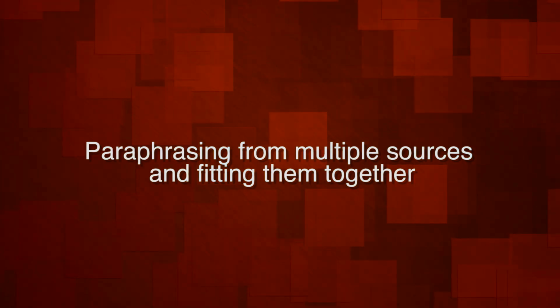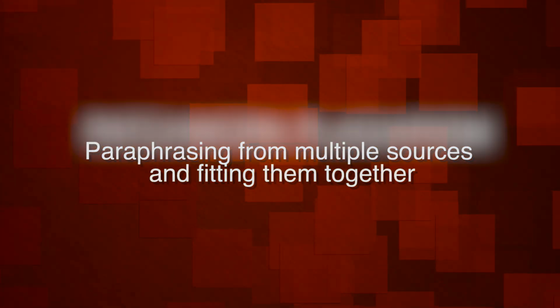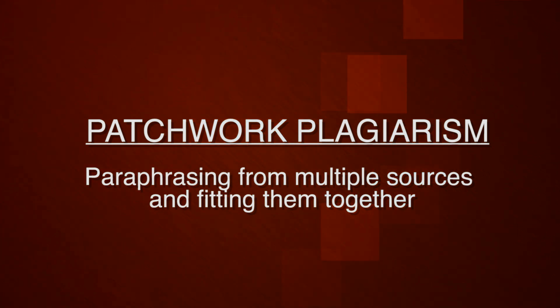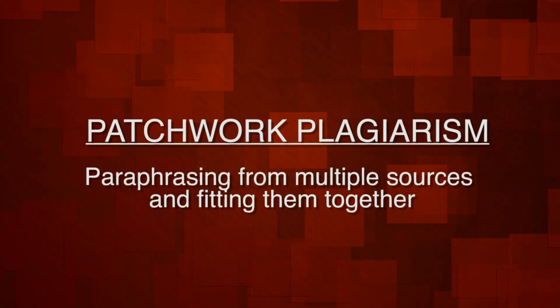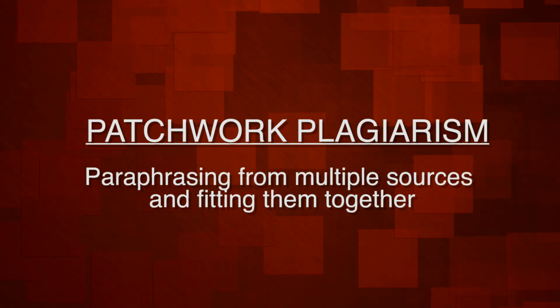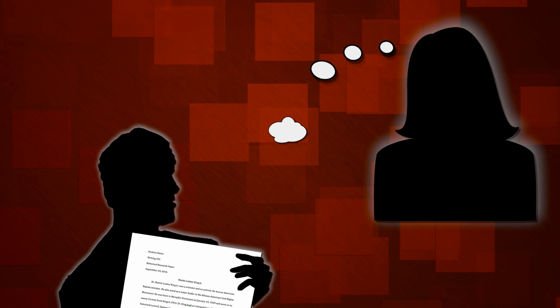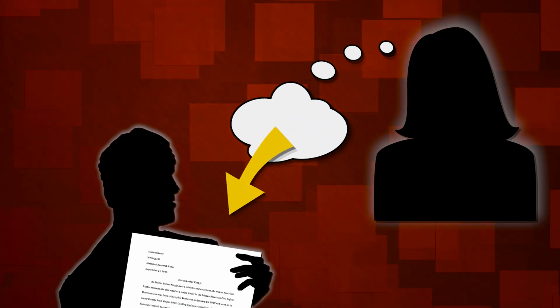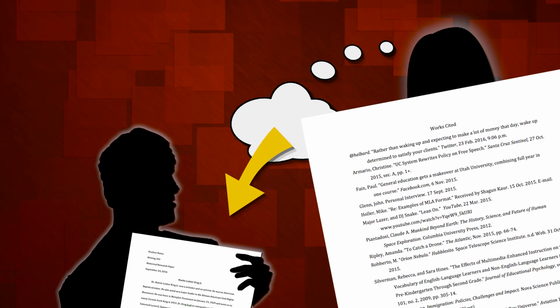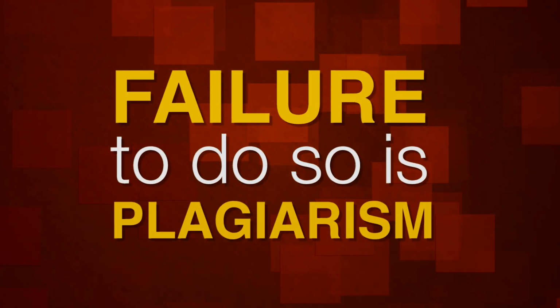Paraphrasing from multiple sources and fitting them together, also known as patchwork plagiarism, is also dishonest. Anytime you use someone else's ideas but put them in your own words, you are paraphrasing that source and plagiarizing. Although the words are yours, the ideas come from another source, and that source must be documented with a parenthetical citation and a works cited at the end of the paper per MLA style. Failure to do so is plagiarism.